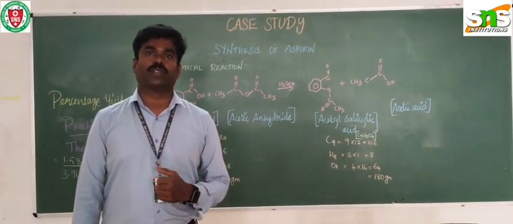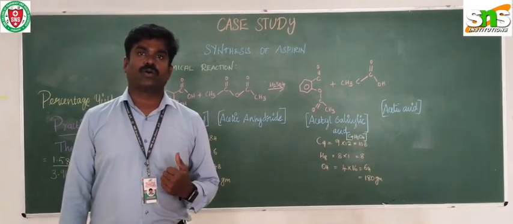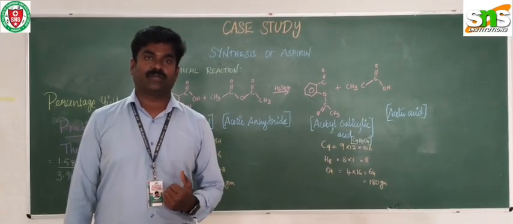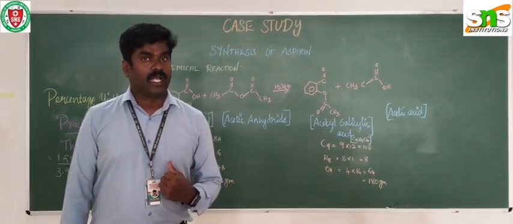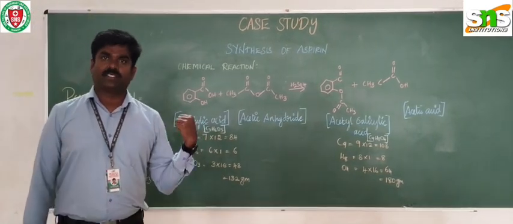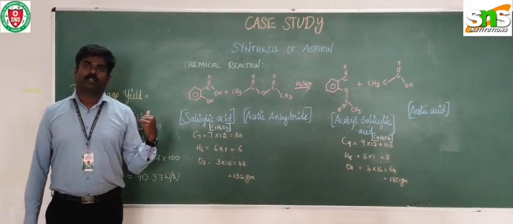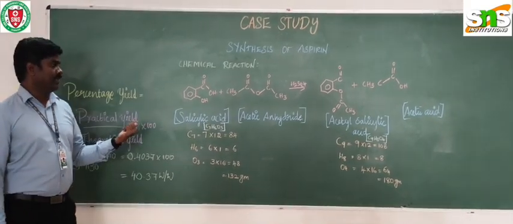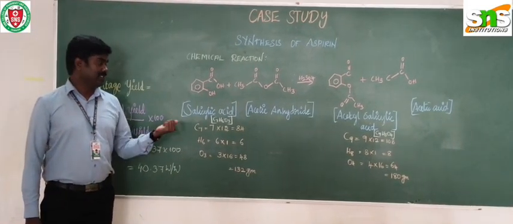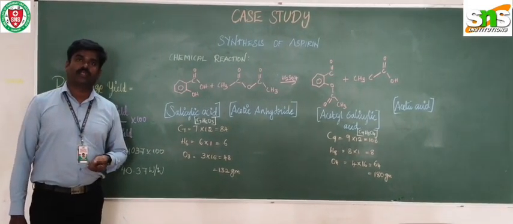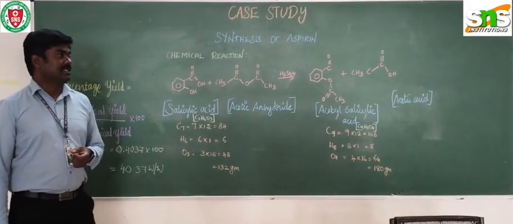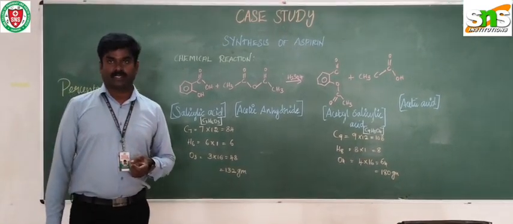My students are going to share how to calculate the percentage yield of aspirin with the help of practical yield and theoretical yield. This aspirin synthesis is a simple process. The starting materials we used are salicylic acid and acetic anhydride. When salicylic acid is allowed to react with acetic anhydride, it gives acetylsalicylic acid and acetic acid.